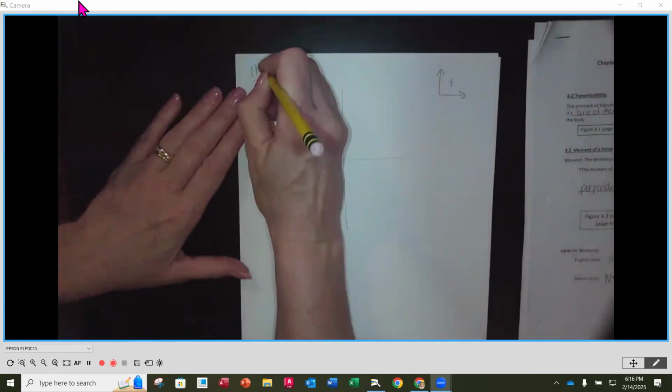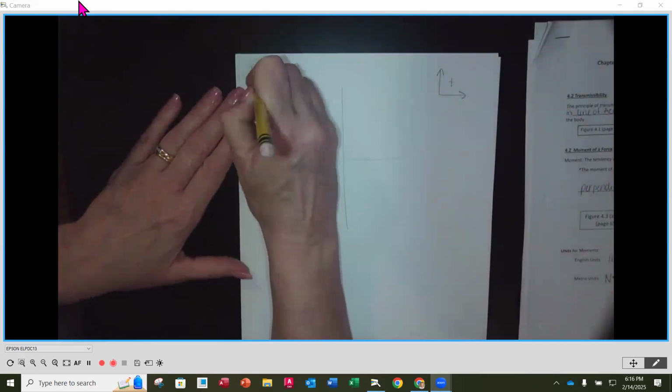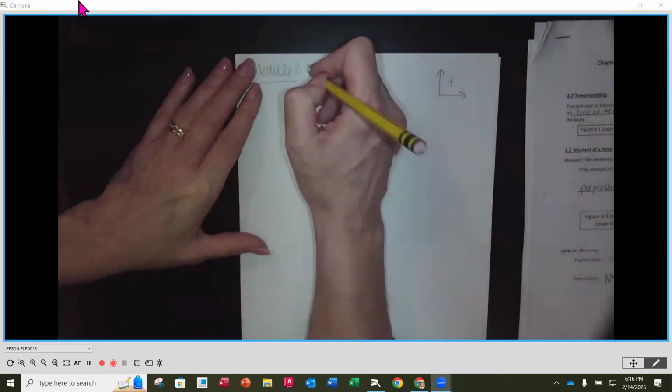Okay, so for your midterm exam, you are going to have 2 problems from Module 2 and 2 problems from Module 3. Module 2. Okay, Module 2 was resultants of concurrent force systems.